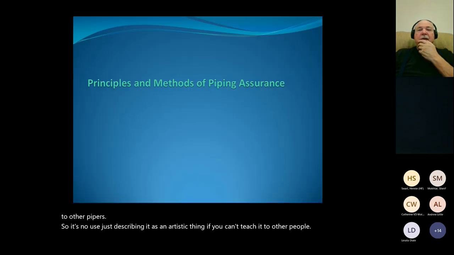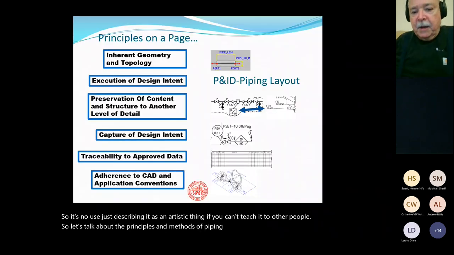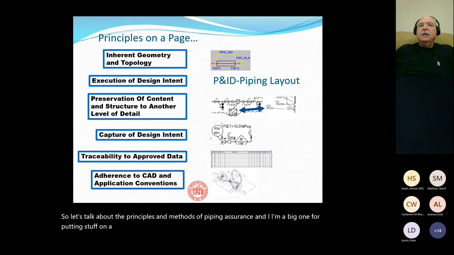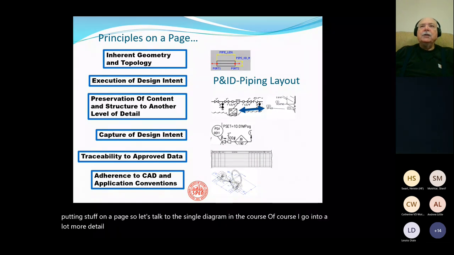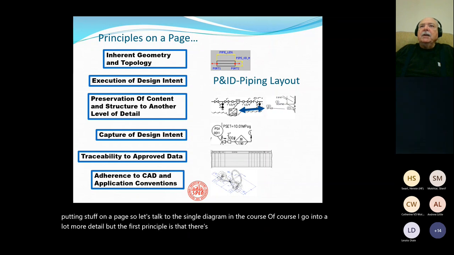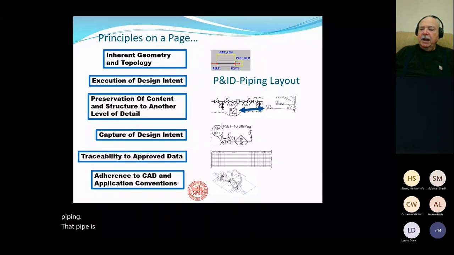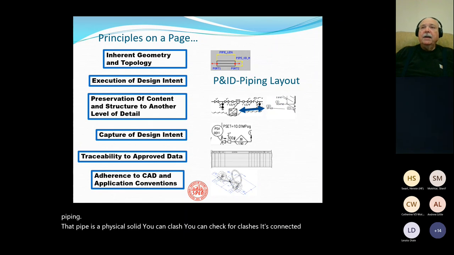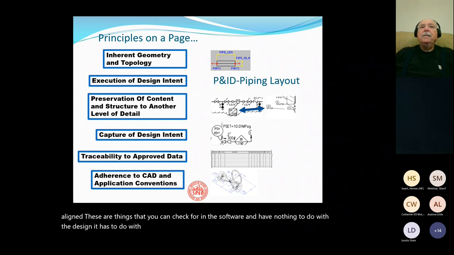So let's talk about the principles and methods of piping assurance. And I'm a big one for putting stuff on a page. So let's talk to the single diagram in the course. Of course, I go into a lot more detail. But the first principle is that there's inherent geometry and topology in piping, that pipe is a physical solid. You can clash, you can check for clashes. It's connected and aligned. These are things that you can check for in the software and have nothing to do with the design. It has to do with the nature of pipe.